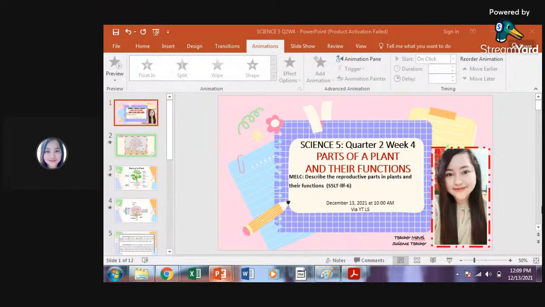For this week, our main topic is all about the parts of a plant and their functions, with the most essential learning competency: describe the reproductive parts in plants and their functions.